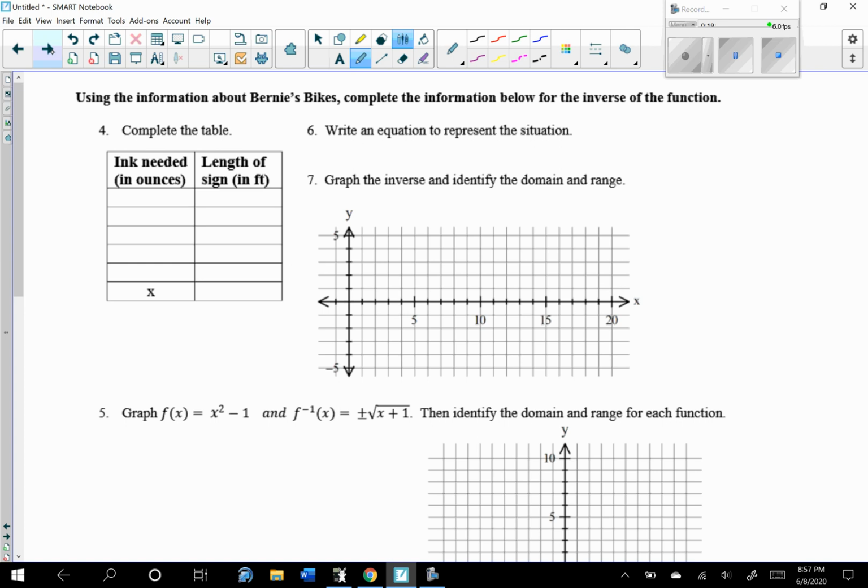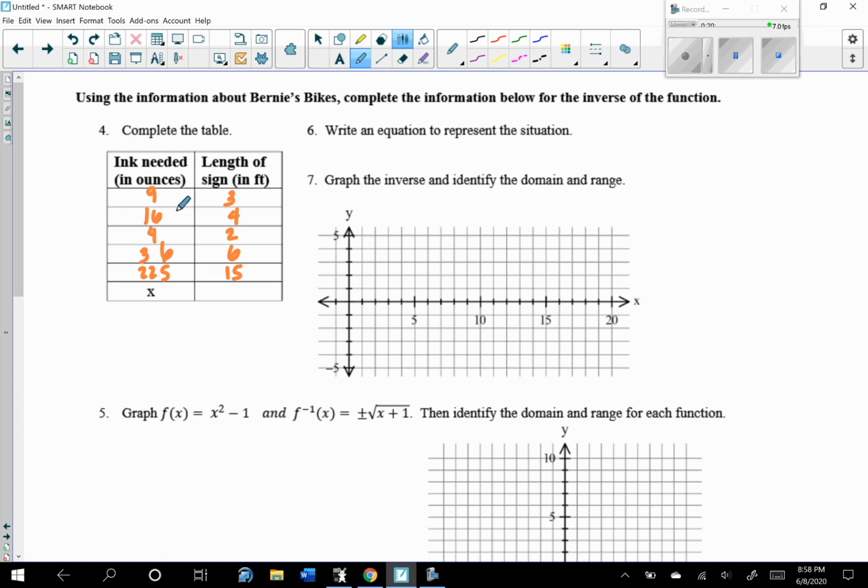So for the next part, it says, using the information about Bernie's bikes, complete the information below for the inverse of the function. So we have ounces needed. So if we have 9 ounces, we know that the length of the sign would be 3. 16 is going to be 4. 4 is 2. And I'm getting this from our other table, 36, 6. 225 we know would be 15. So that came from our other table because remember we switch our x and our y's in our table.